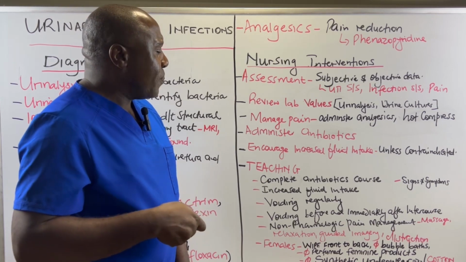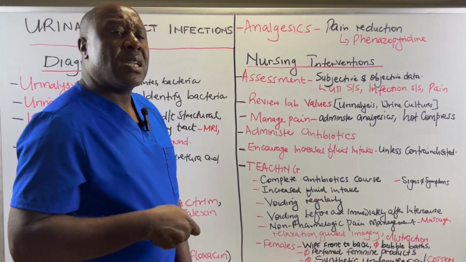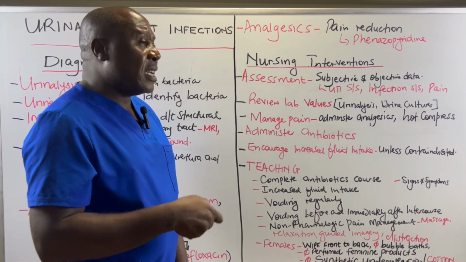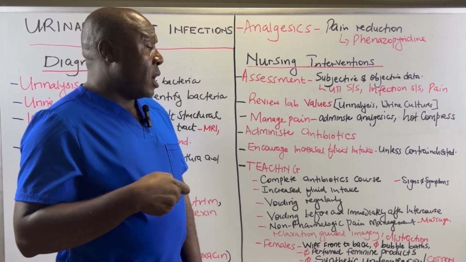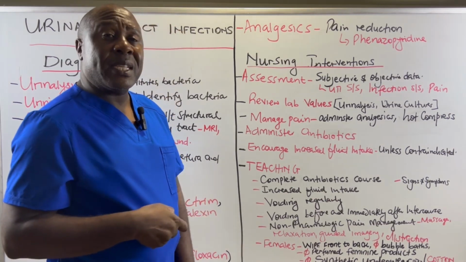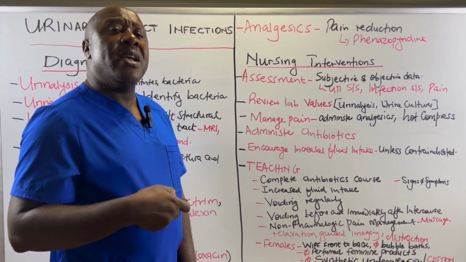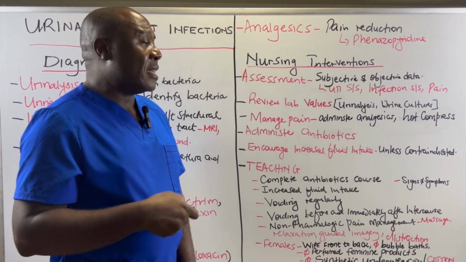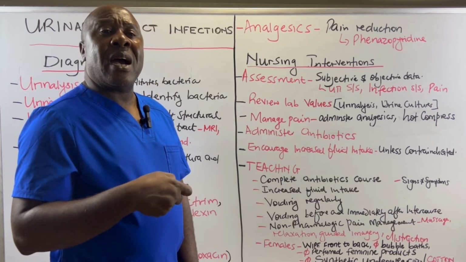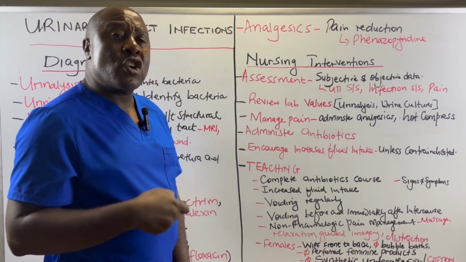Keep a regular routine of voiding, because as we have just said, voiding helps to wash our urinary tract. At the same time, it prevents stagnation of urine in the urinary tract. Remember, I said that stagnant urine is a ground for the growth of bacteria.